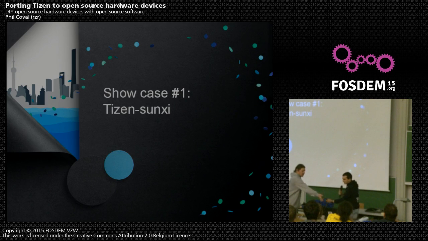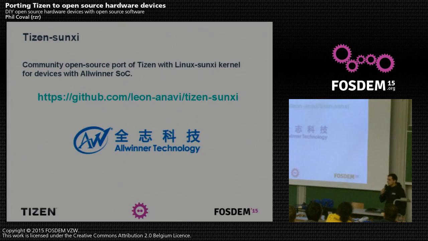Oh, sure. Okay. So the first showcase is about Sunxi devices. Sunxi devices are devices that have a system on a chip manufactured by the Chinese company Allwinner. Linux Sunxi is the name of the community, which tries to support kernel versions and bootloaders for these devices with Allwinner's system on a chip.